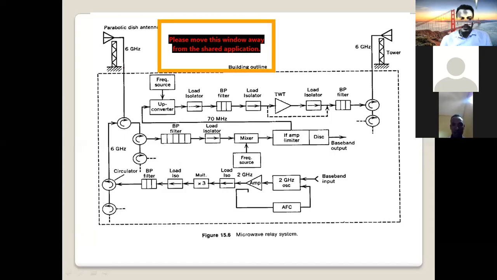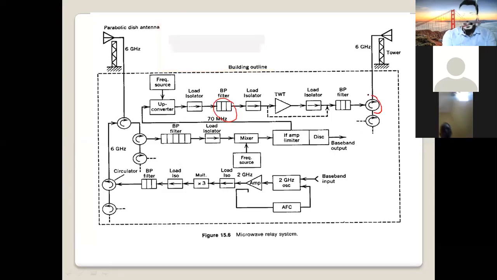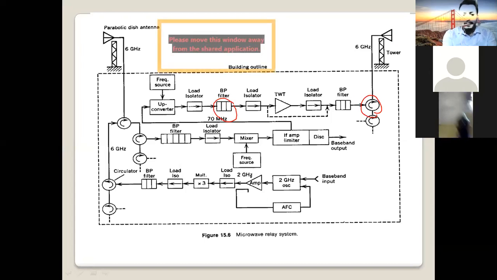Here you see this system consists of different components. It consists of filters, a band pass filter here. We have a device called a circulator here. We have our antenna, we have our tower. This is an amplifier here. Here we have a mixer, down converter, up converter, mixer.